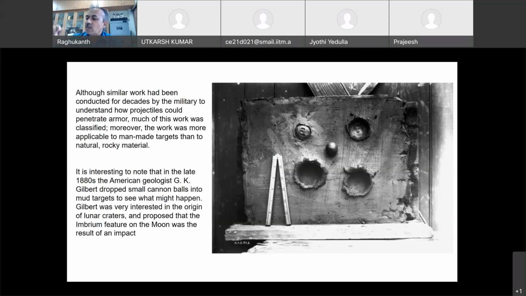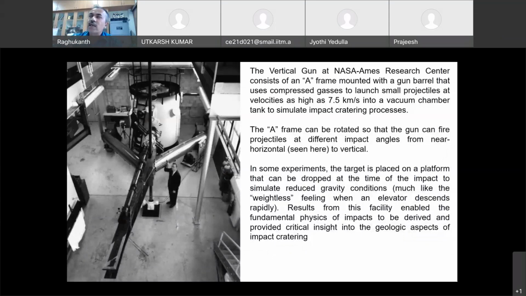Then NASA built a gun to simulate impacts, with projectiles that can travel as fast as 7.5 kilometers per second. Because the moon has a vacuum and no atmosphere, you should be able to simulate those planetary conditions in your experiment. So they had a vacuum chamber, and a lot of experiments have been done here to understand the cratering patterns and other things also.